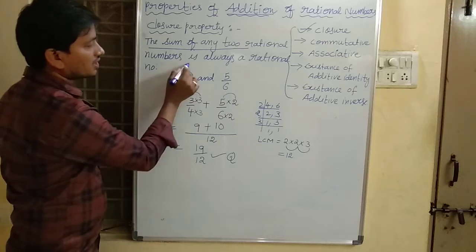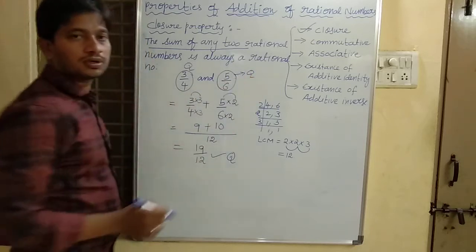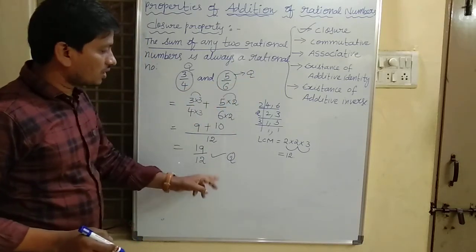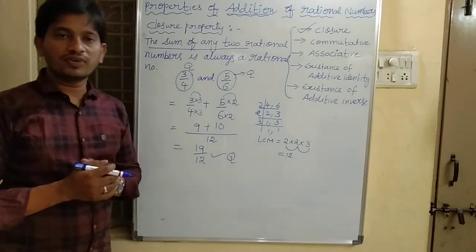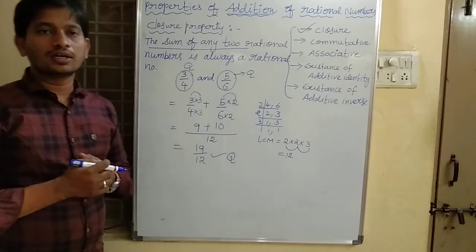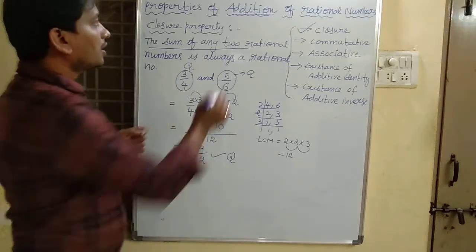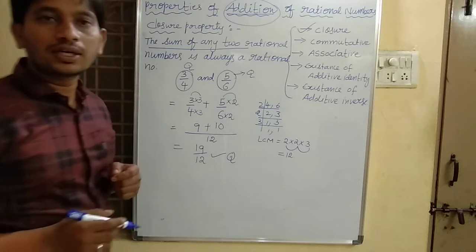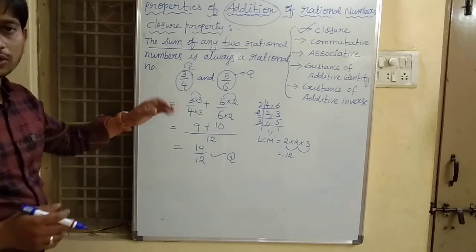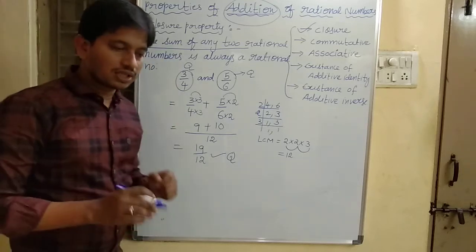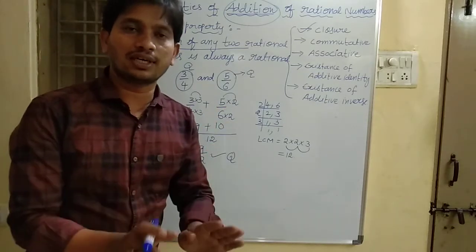Here 3/4 is a rational number and 5/6 is also a rational number. The sum of these two rational numbers, the result, is also a rational number. Then we say that rational numbers satisfy closure property under addition. Understood? What do you mean by closure property? Closure property is nothing but simply the sum of any two rational numbers is always a rational number.